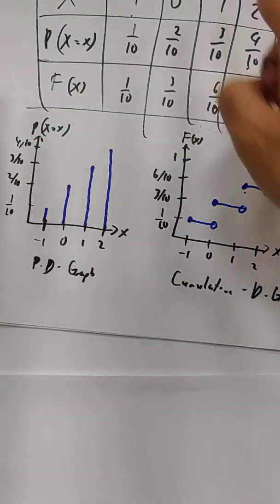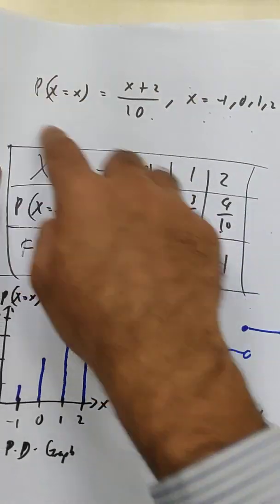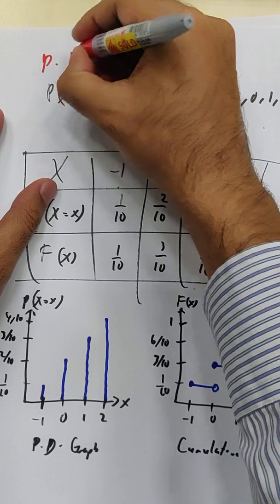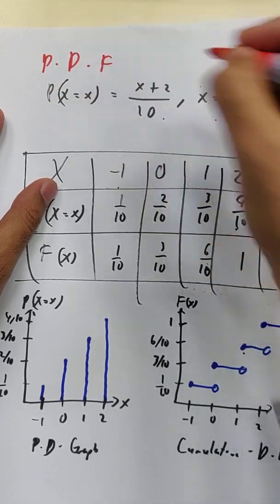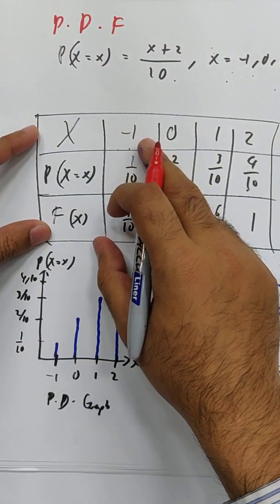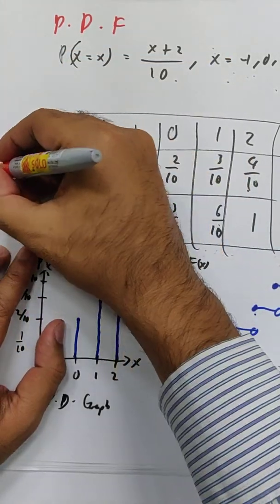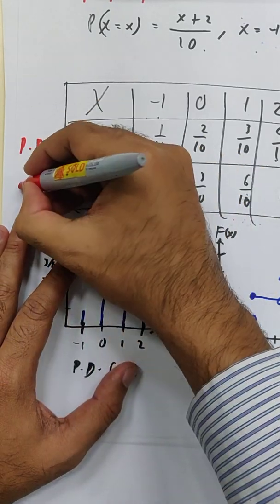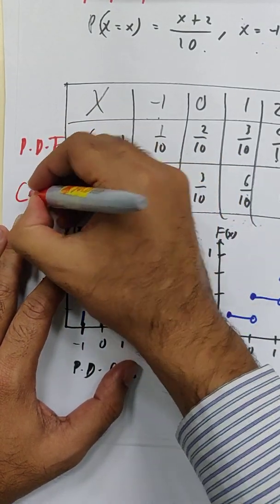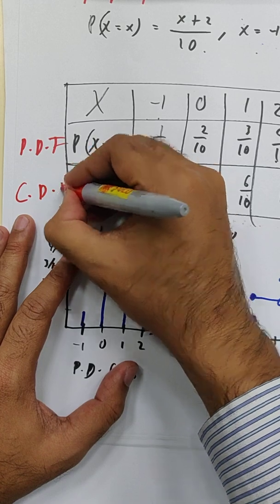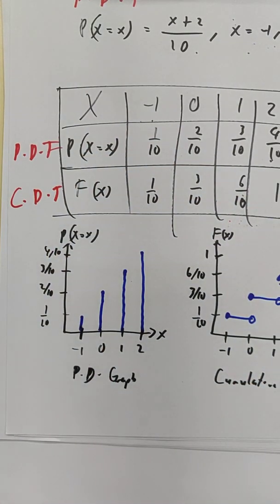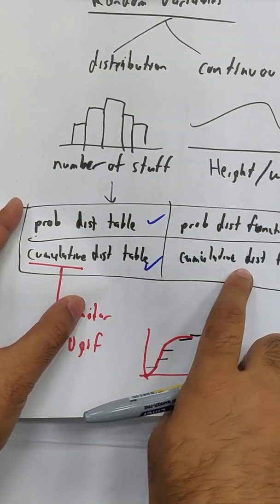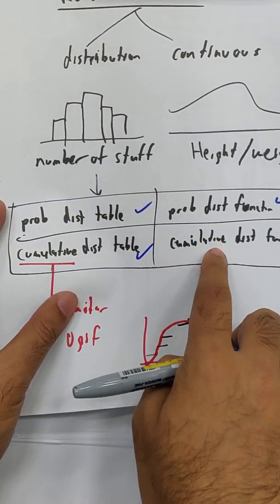Okay, so this one is called what? What is this? Probability distribution function. What about this one here? Probability distribution table. What about this? Cumulative distribution table. So we have learned 1, 2, and 3. I haven't taught you this. The last one, the big boss.